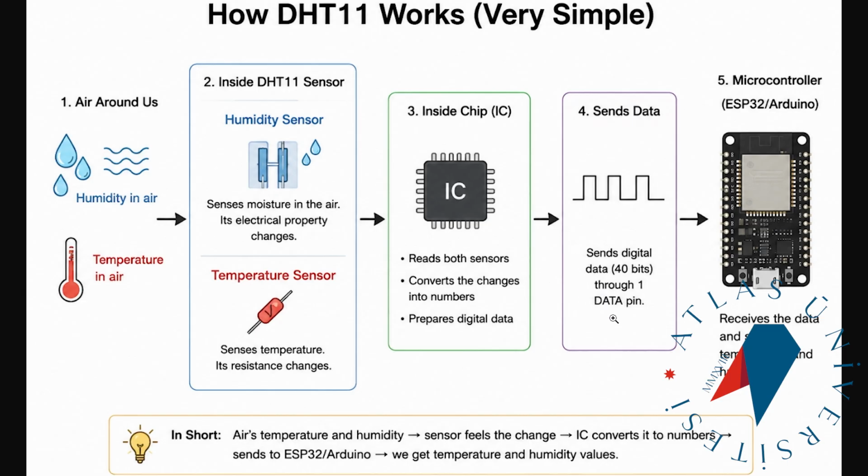It will send the data through one data pin, and then our microcontroller is going to receive the data and do whatever we want with it, maybe show it or host a website or anything we want. In short, the air's temperature and humidity sensor feels the change, the IC converts it into numbers and sends them to the ESP32, and we get temperature and humidity values. Now that's a very simple way of explaining it.